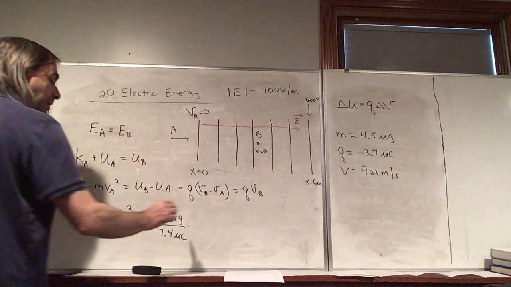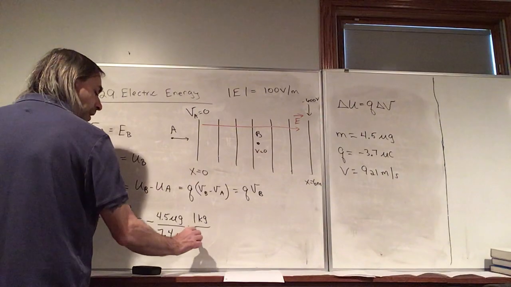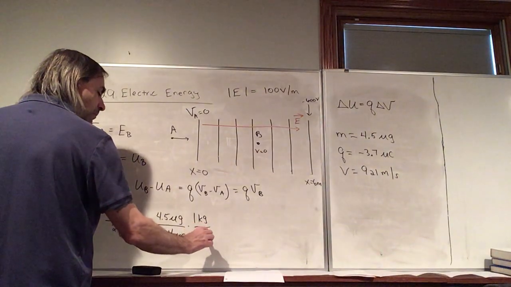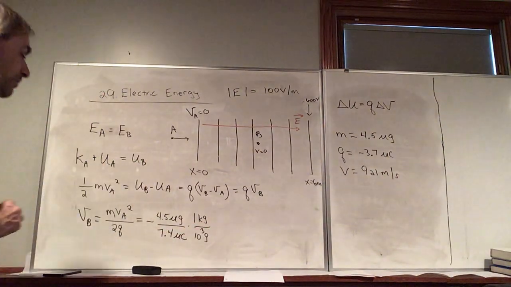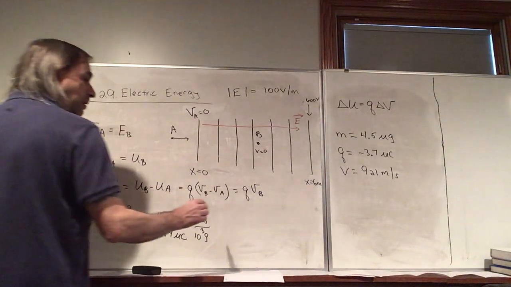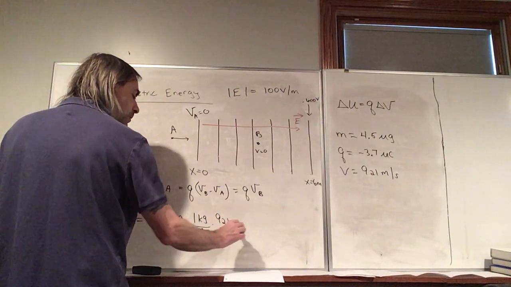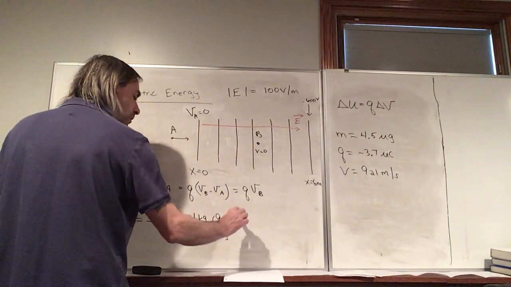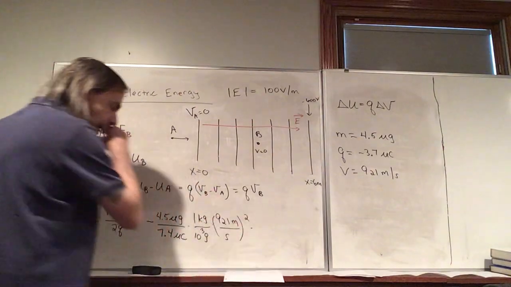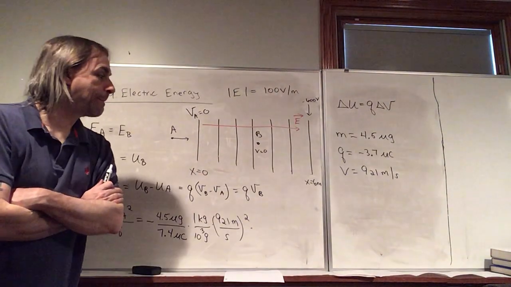I do want to convert to kilograms. So 1 kilogram is 1,000 grams. Okay, and now we've got our velocity squared. That'd be 921 meters per second squared. So I'm going to write this off to the side.